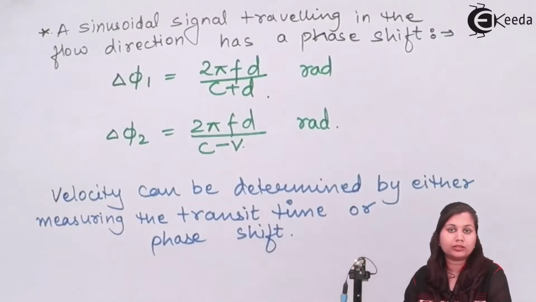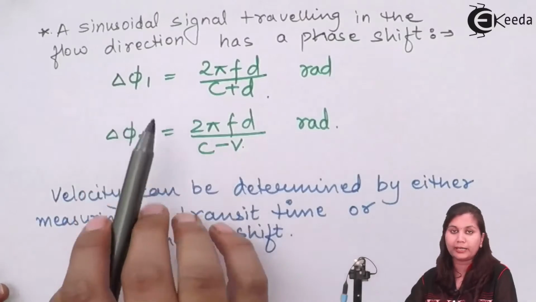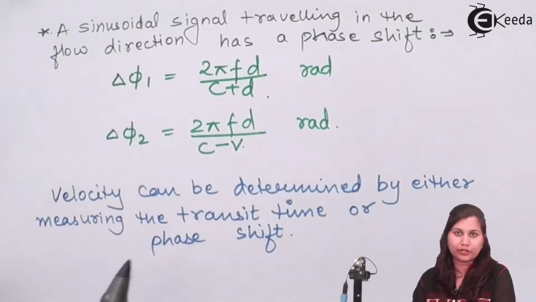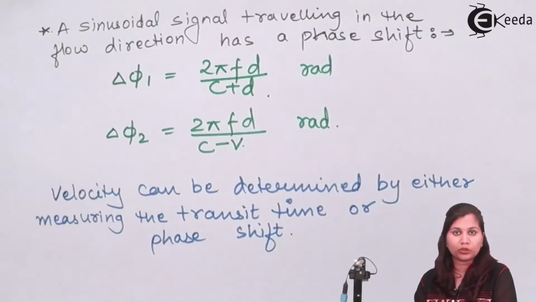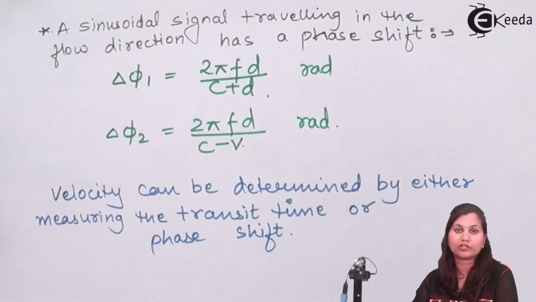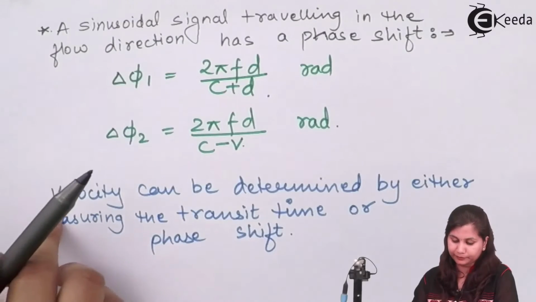Now to measure the velocity or the flow rate, we can measure the transit times and also the phase shift. So by using both these methods, transit time measurement and phase shift measurement, we can measure the flow rate or the velocity of the fluids.